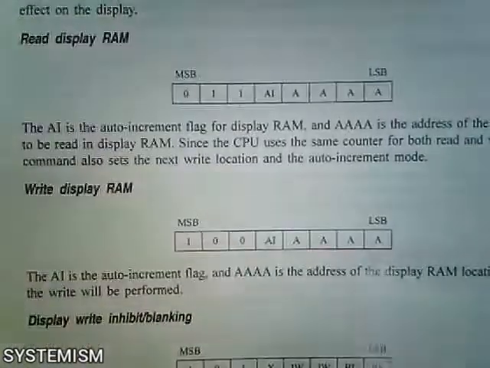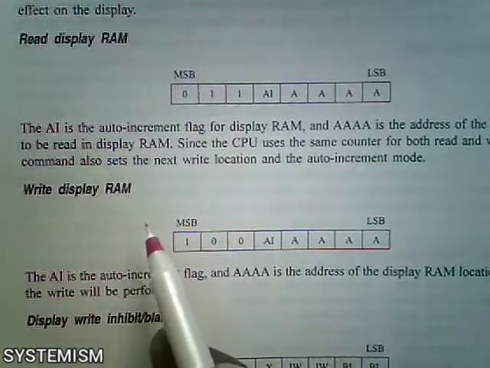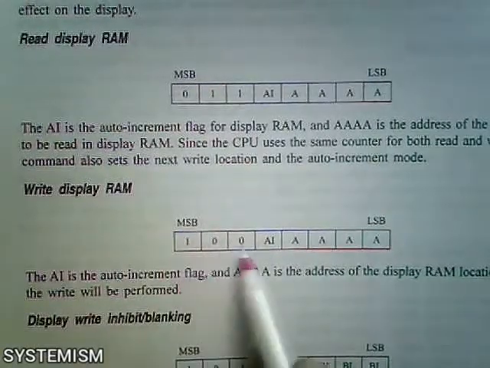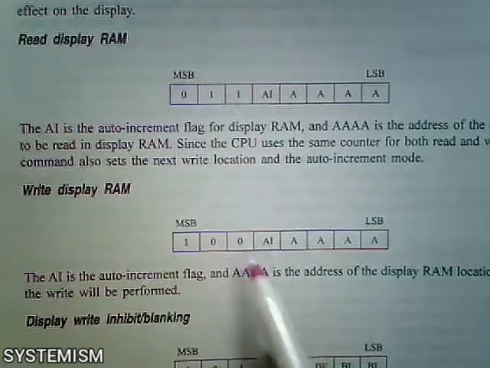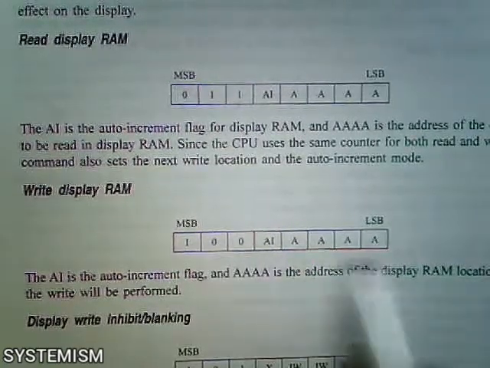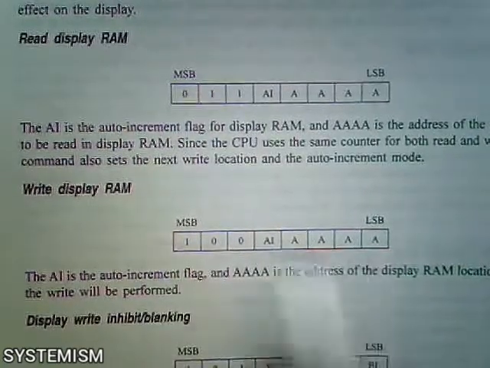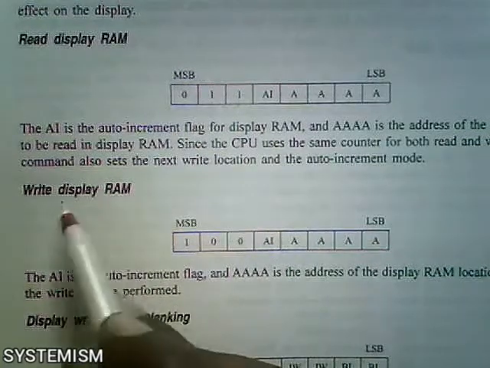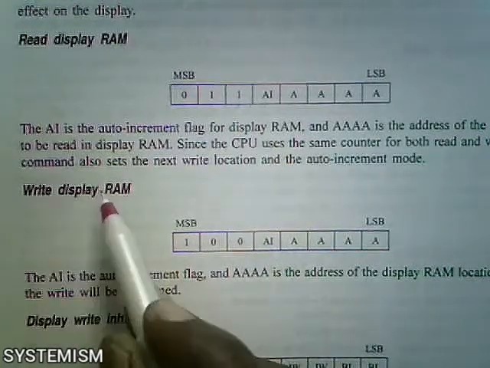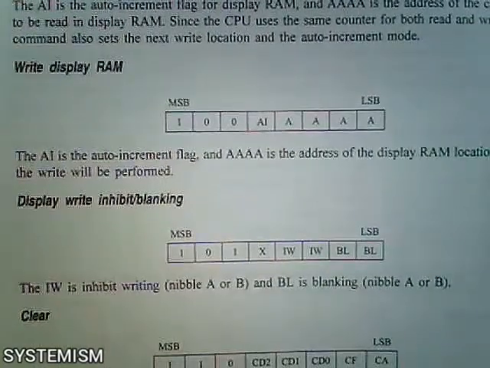Okay, so write display RAM. What is write display RAM? Again the same thing. 100 means this is the command word for write display RAM. AI is auto increment. This is the address of the register inside your display RAM in which you have to write. Okay, so the next one is display write inhibit blanking.